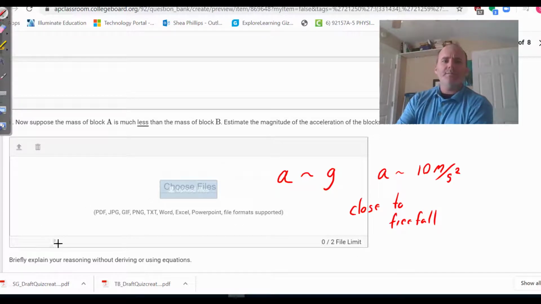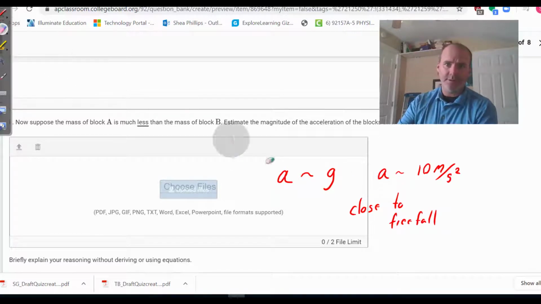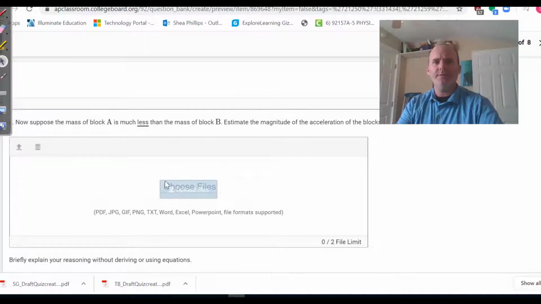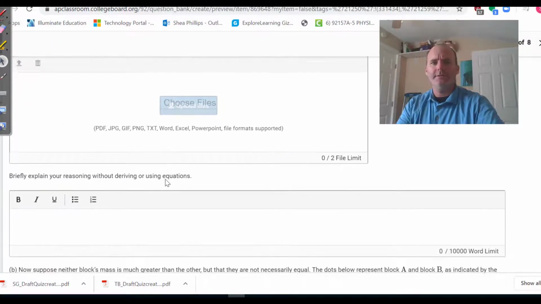And briefly explain your reasoning without deriving or using equations. You can just say that the maximum acceleration would be 10 meters per second squared in free fall, and so therefore the acceleration would have to be somewhere close to 10 meters per second squared. Okay, now we're getting down to some harder points.